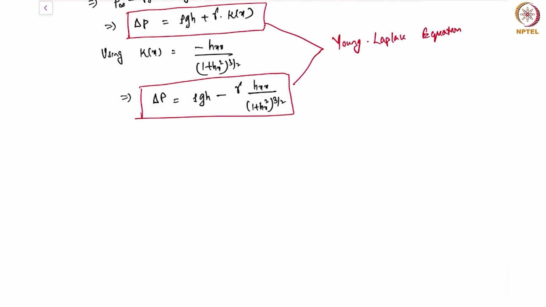And finally, we have in 3D the same result carries over, but the only difference is now there may be two curvatures, so I have to write down the mean curvature plus rho gh. That's the expression in 3D.